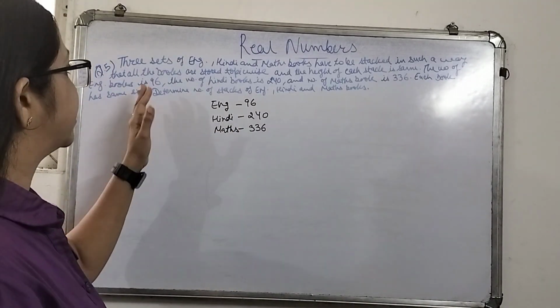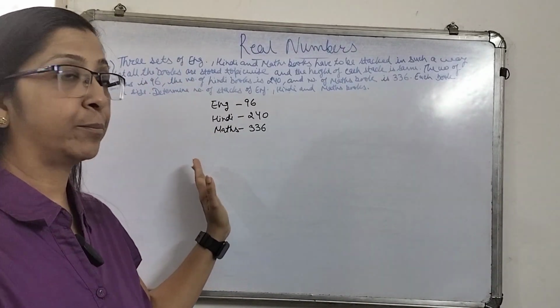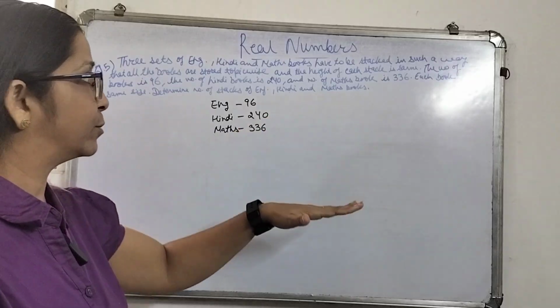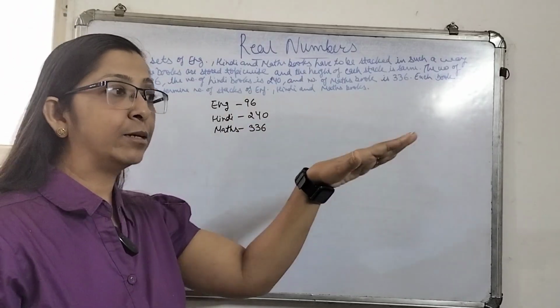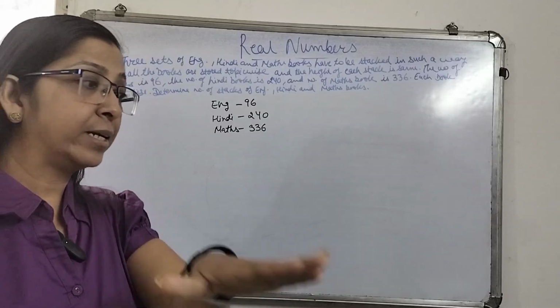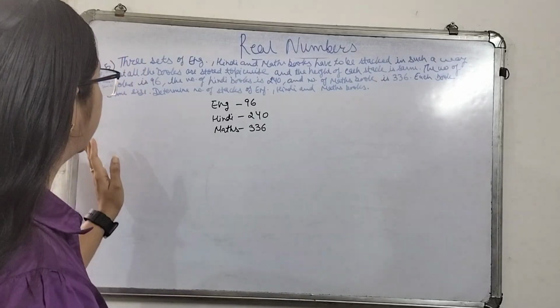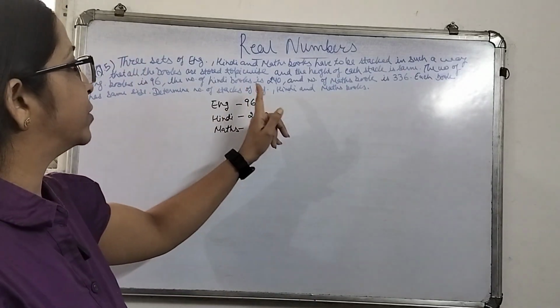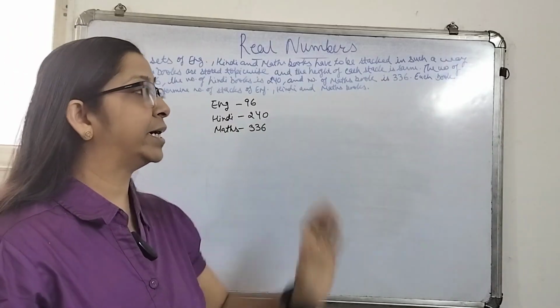Each book has the same size. That means if we are arranging 10 books of Hindi in one stack, 10 books of English in one stack and 10 books of Maths in one stack, the height will be the same in all 3 cases. Determine the number of stacks of English, Hindi and Maths books.